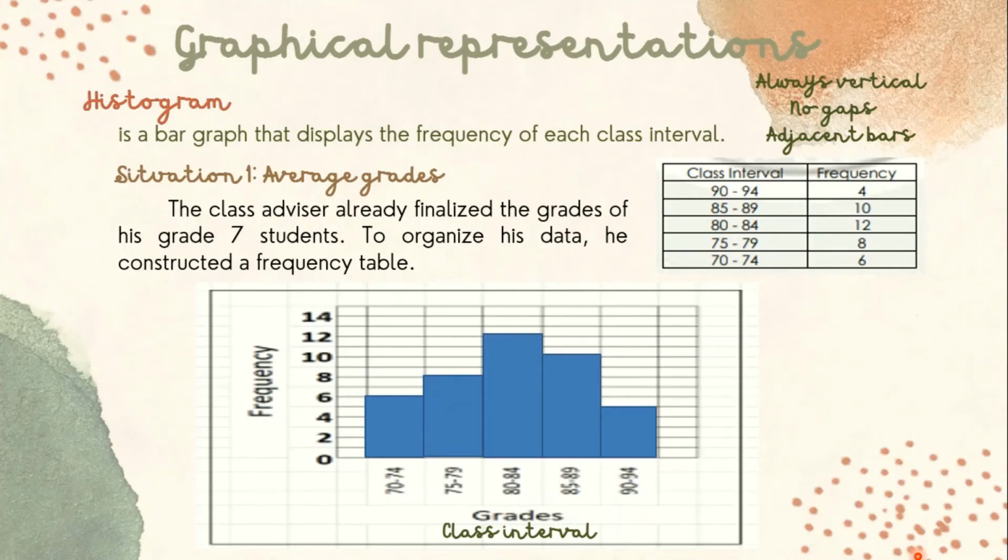On the other hand, what is the shortest bar displayed in the histogram? And then our answer will be 90 to 94. Ito yung may frequency na lowest, which is 4. Kumbaga sa section na ito, kakaunti lamang yung may mga grades that is ranging from 90 to 94.